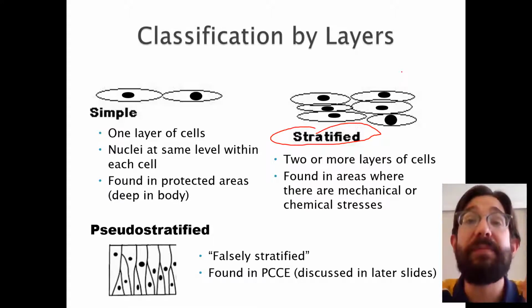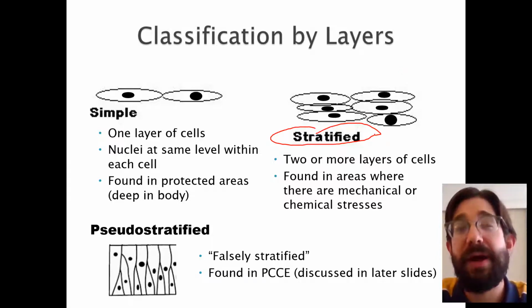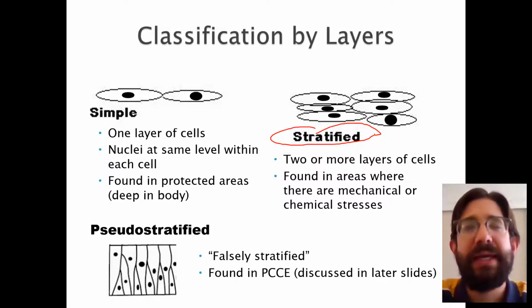But other parts of the body may encounter more chemical stresses. One other type of layer inside the human body is called pseudostratified, means falsely stratified. We'll talk about that a little later on.